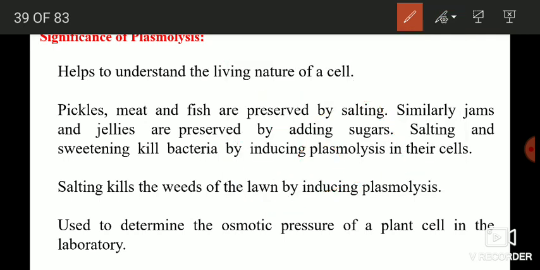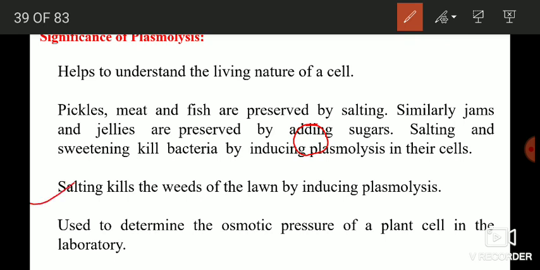The pickles, meat and fish are preserved by salting. Similarly, jams and jellies are preserved by adding sugars. What happens is that the addition of salt and sugars kills bacteria by inducing plasmolysis in their cells. By adding salt and sugars to these substances, they induce plasmolysis of the bacterial cell, which causes their death.